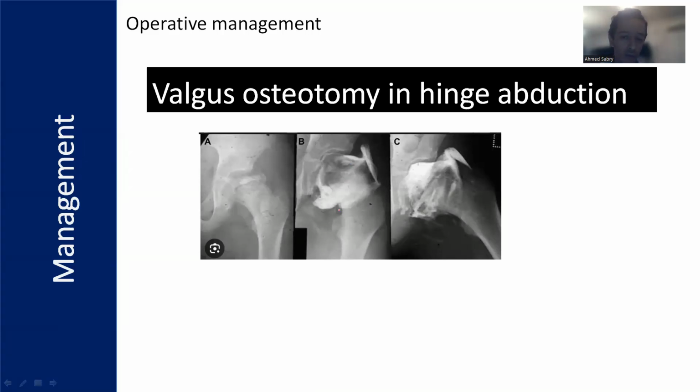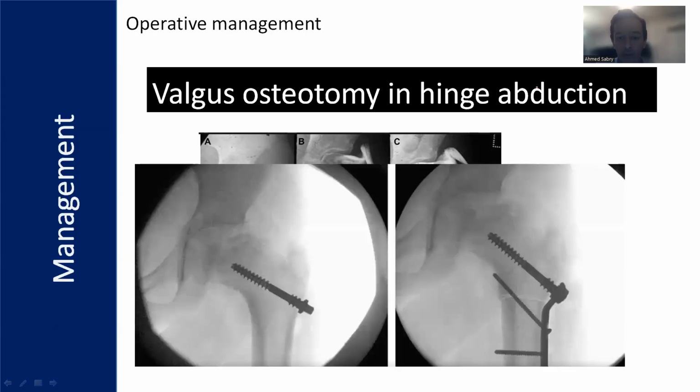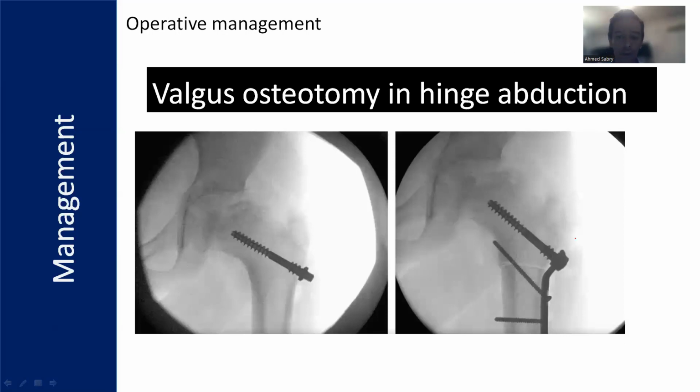This is the hip in neutral position. As we see, there is no problem. However, once the patient starts to abduct, there is a hinging over here on the lateral side of the femoral head. So in these cases, we can do a valgus osteotomy so that the femoral head is contained better and there is no hinge abduction.